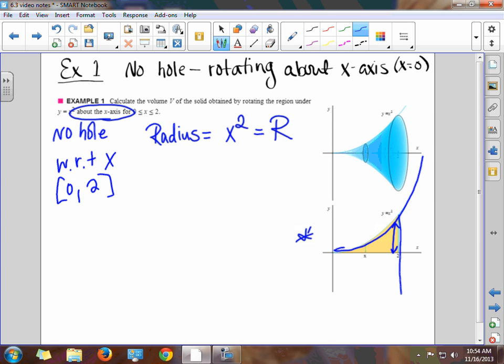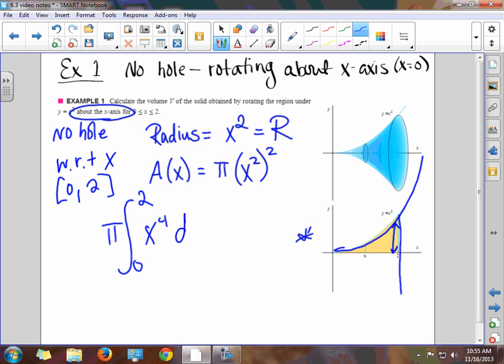Now that I have my radius, I'm going to write the formula for the area of that circle. That's just going to be pi times r squared. So this is going to be pi, r is x squared, all squared. Now I integrate my area from my lower bound to my upper bound. So this is going to be the integral from 0 to 2 of pi. I'm going to put that constant out on the front, x to the fourth dx. And then I'll integrate this.